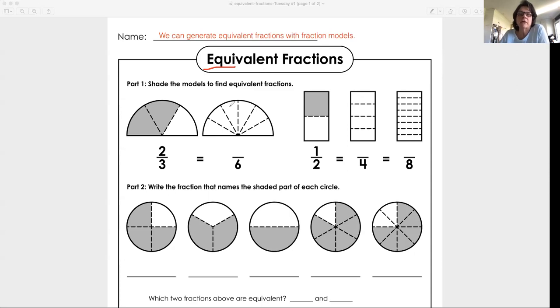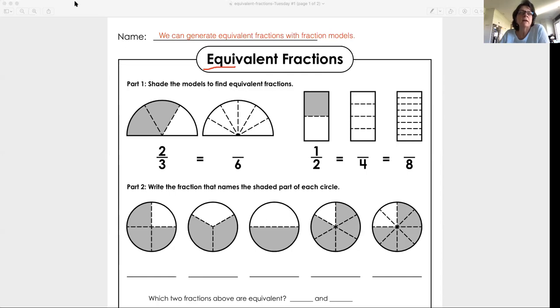So I'm going to think out loud here. If you don't have this paper handy, you should get it. It's the one that says equivalent fractions, and it says guided instruction for Tuesday 5/12. Hopefully you have that in front of you. We're going to read the directions. Part 1 says shade the models to find equivalent fractions.